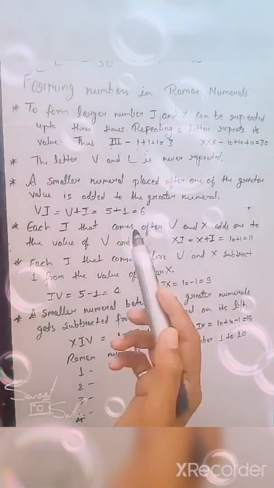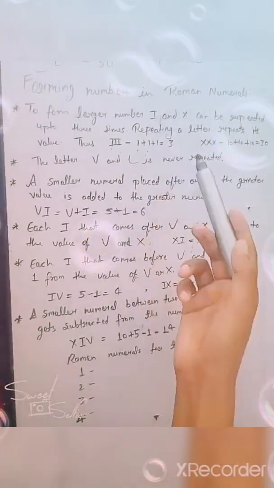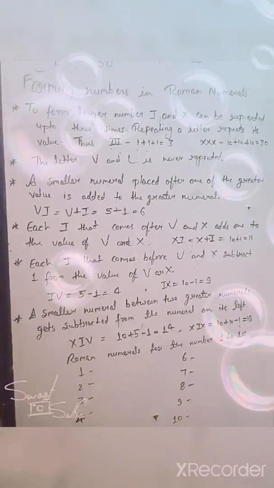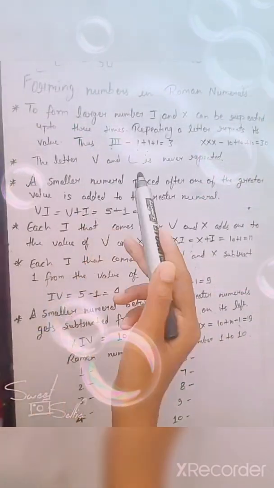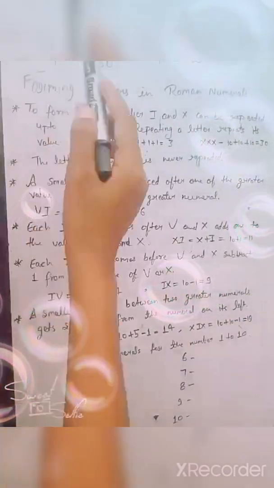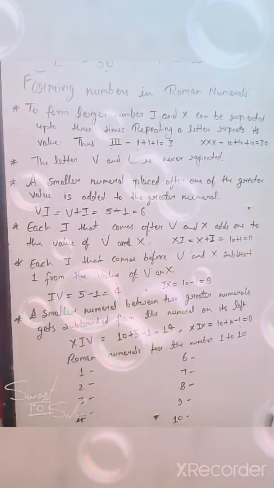It means we can repeat the alphabets I and X up to 3 times. The letters V and L are never repeated. Means V and L letters कभी भी repeat नहीं होते हैं.